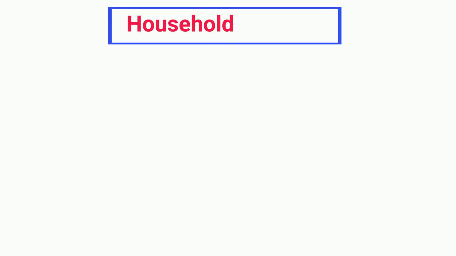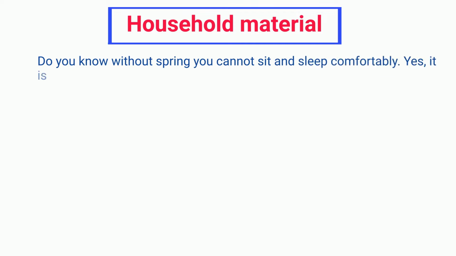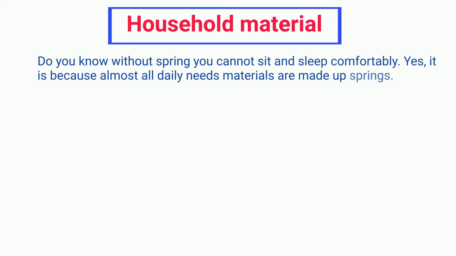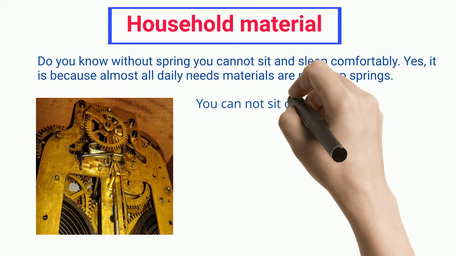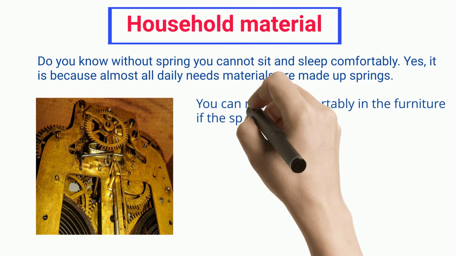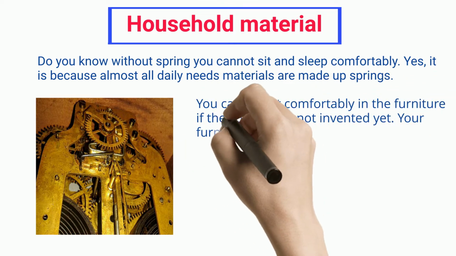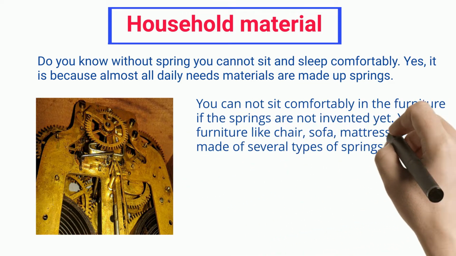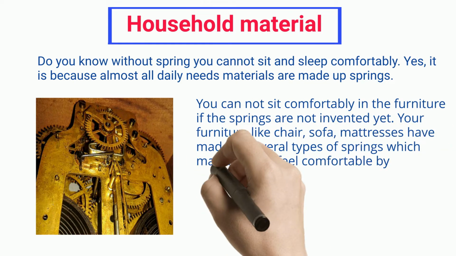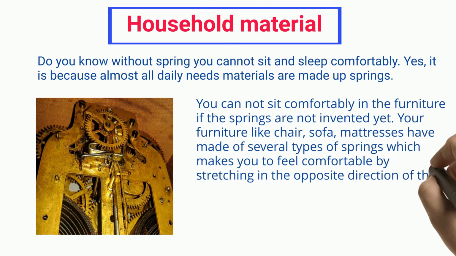Household material. Do you know that without springs you cannot sit and sleep comfortably? Yes, it is because almost all daily needs materials are made using springs. You cannot sit comfortably in furniture if springs had not been invented. Furniture like chairs, sofas, and mattresses are made of several types of springs which make you feel comfortable by stretching in the opposite direction of the body weight.